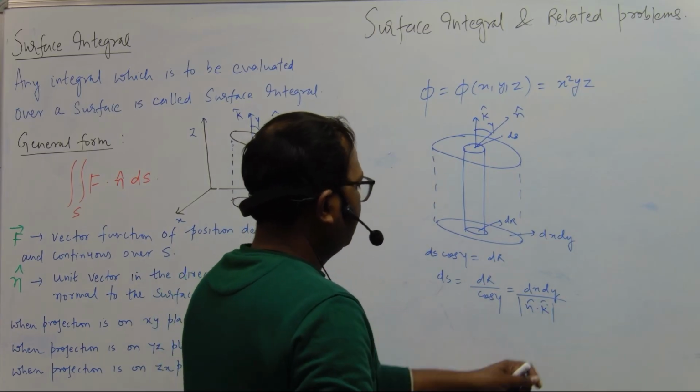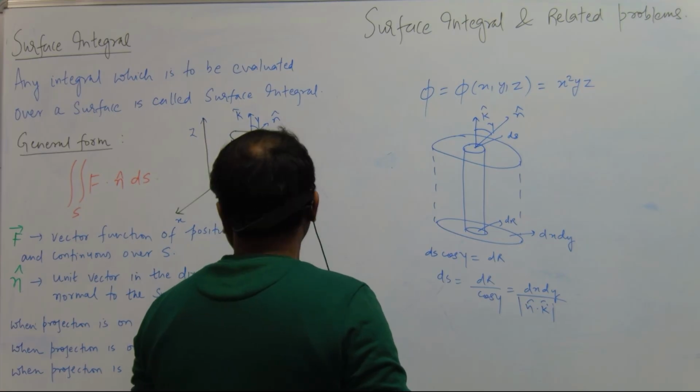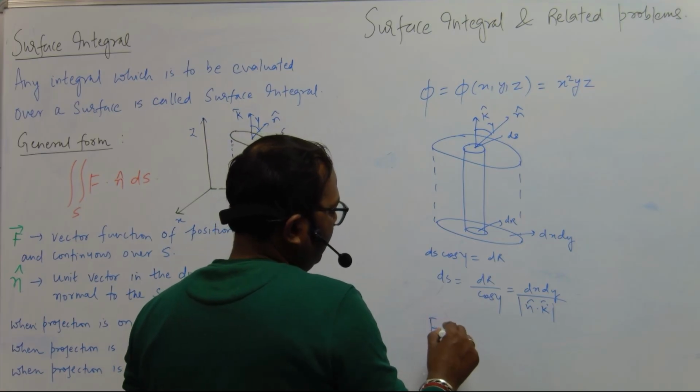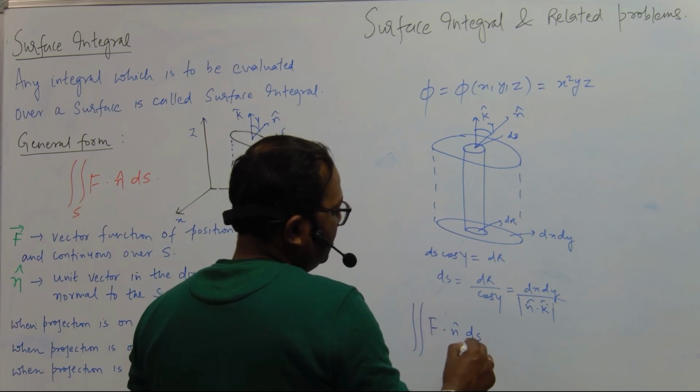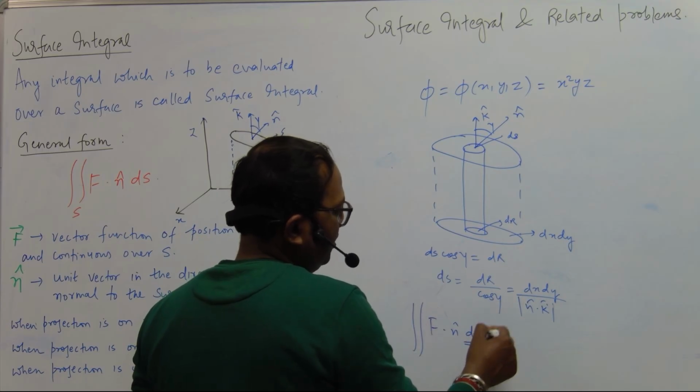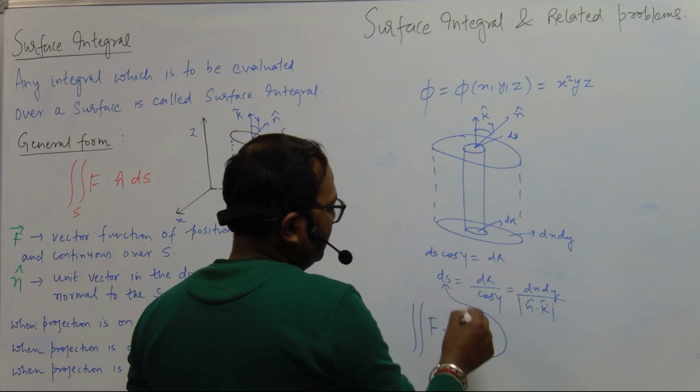Okay, so this is the value of ds. In the general form, we have the integral of F dot n cap ds. This is our general form. So ds is the projection. How can we find ds? It comes from this particular expression based on the projection.